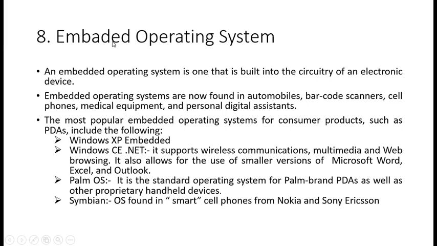Embedded system: this spelling is wrong here, it should be EMBEDDED. I will correct it and send it to you. So this is not BA, it should be BEDDED. An embedded system is a system built with the circuitry of an electronic device, and the embedded operating system is now found in automobiles, barcode scanners, cell phones, medical equipment, and personal digital assistants, like your PDAs.